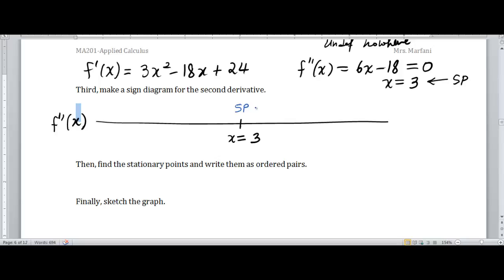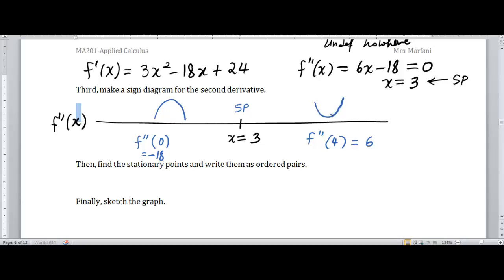Again, we're going to do the same thing like we did before. Plug values, but this time we're plugging test points into the second derivative. So let me plug 0, that's an easy value, and 4. When you plug 0 into the second derivative, 6 times 0 minus 18 gives you negative 18. When you plug 4 in, 4 times 6 is 24, minus 18 gives me 6. Negative 18 is negative, so my graph is concave down. 6 is positive, therefore my graph is concave up.